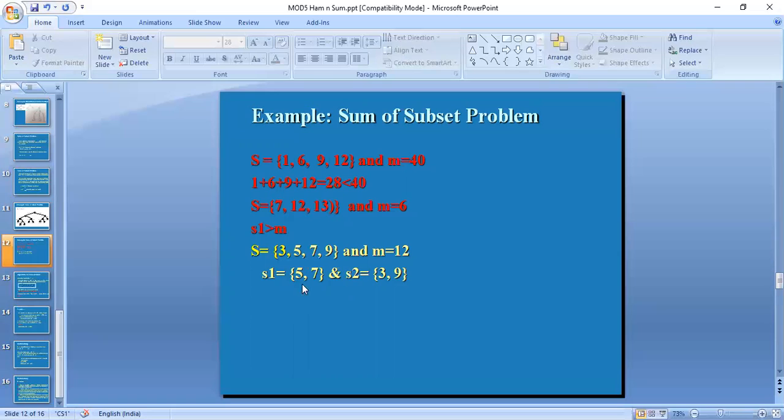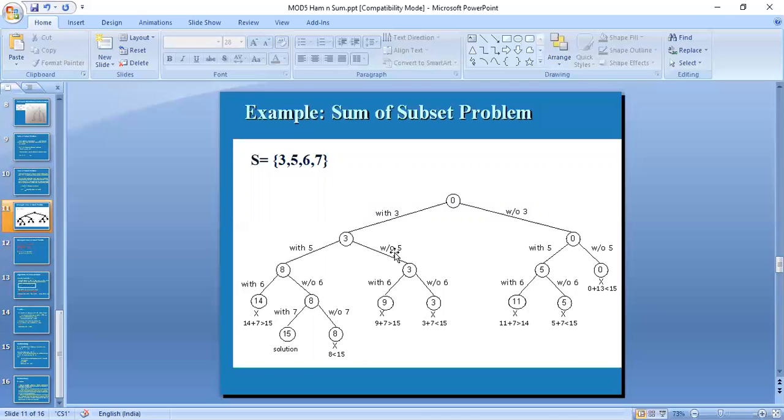Any two. The first case it was 5 and 7. The second case it was 3 and 9. It can be anything. It can be 3 also. It can even be 4 also. But it is based on what your value is. So it will always consist of only 2 children at any particular level. The 2 children are nothing but the left child and the right child. The left child will be including the item. The right child will be excluding the item.